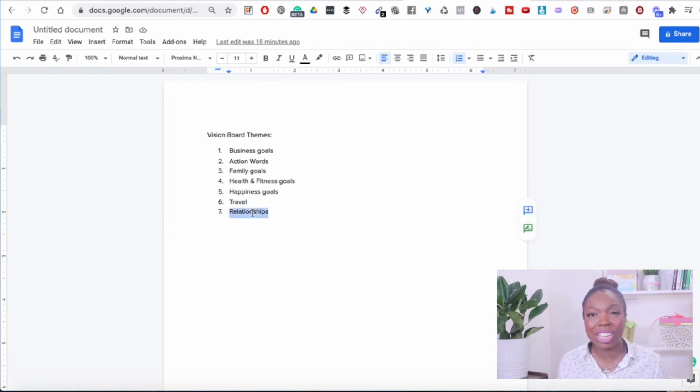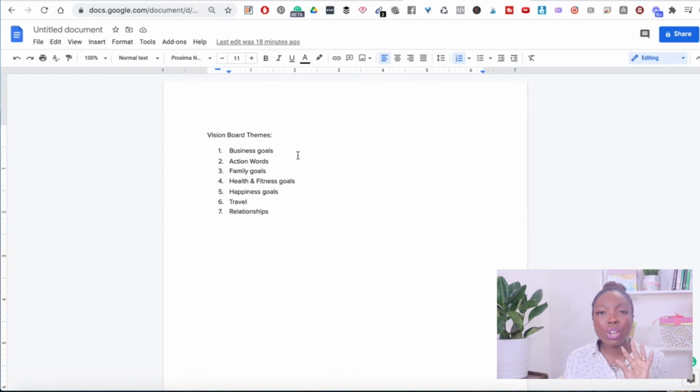And finally, relationships. Again, this isn't family relationships, but other kinds of relationships. Perhaps relationships with other influencers in your space, people in business who you want to be associated with, or perhaps you have a goal of growing your network. All of these things have to be on your vision board.